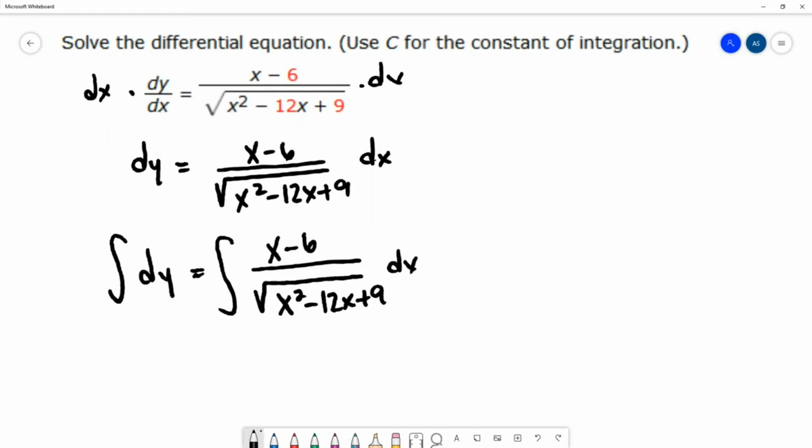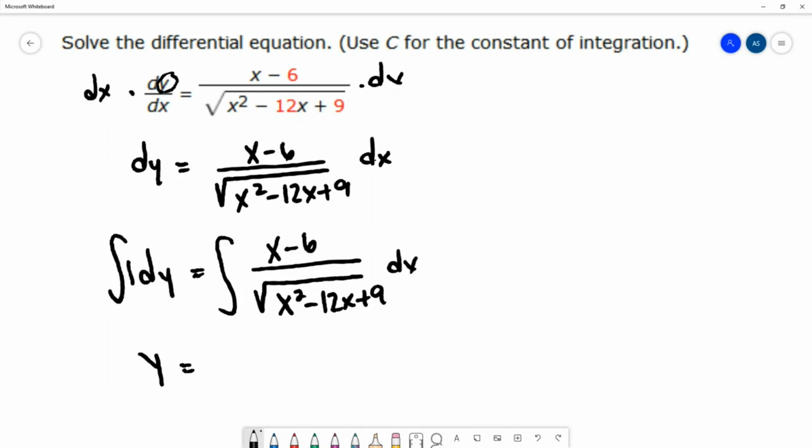On the left-hand side, the integral of dy, or just 1 dy, will be y. The antiderivative of 1 is y, which is exactly what we want. We want to solve the differential equation, which is to find y. And then on the right-hand side, a much more complicated integral to work out. So let's take a minute to look at this. I'm going to try to solve this with substitution.